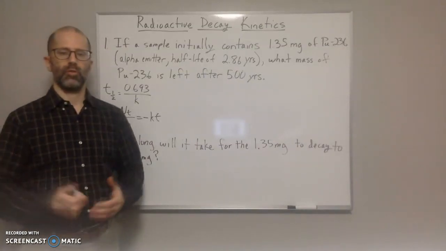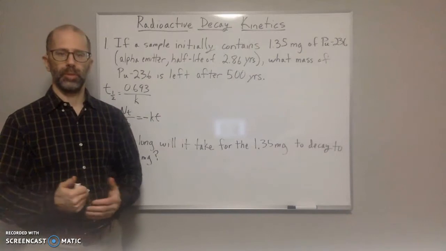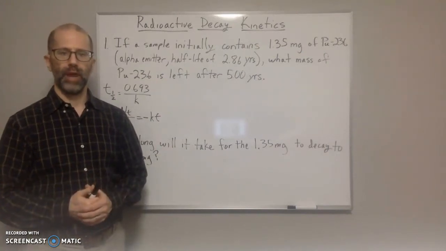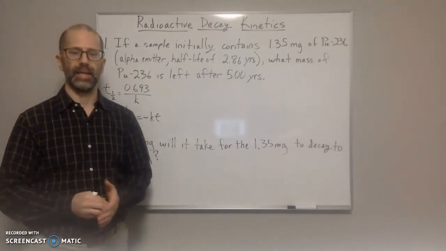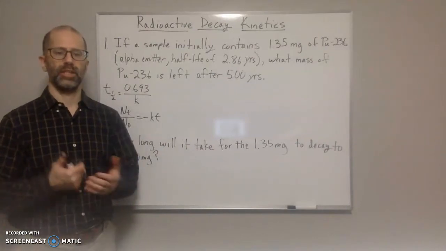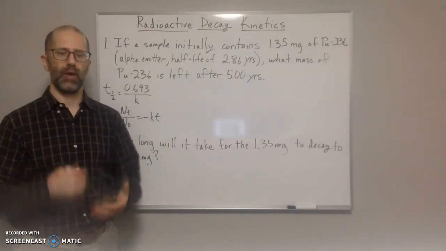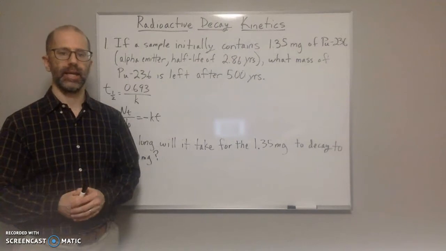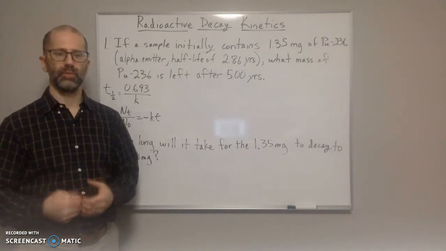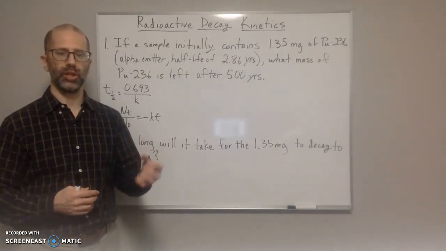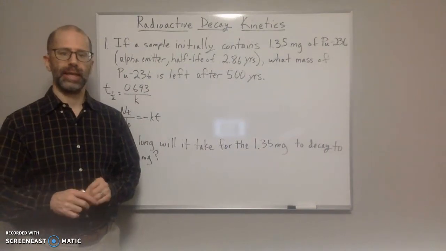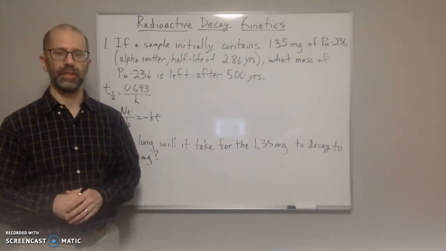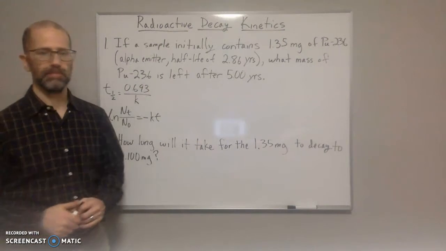My name is Mr. Cobalt, and in this video I'm going to be going over how to do radioactive decay kinetics. So this is going to deal with how to calculate how quickly, or the rates of decay, of certain substances when you're given certain information like a starting amount and ending amount, and you're given the half-life and things like that. So let's get started.